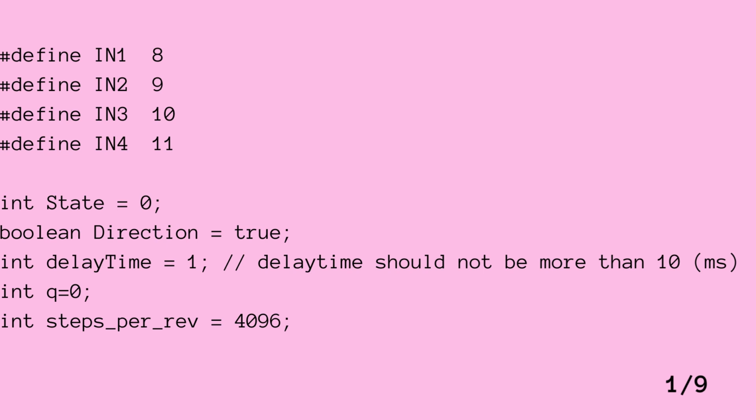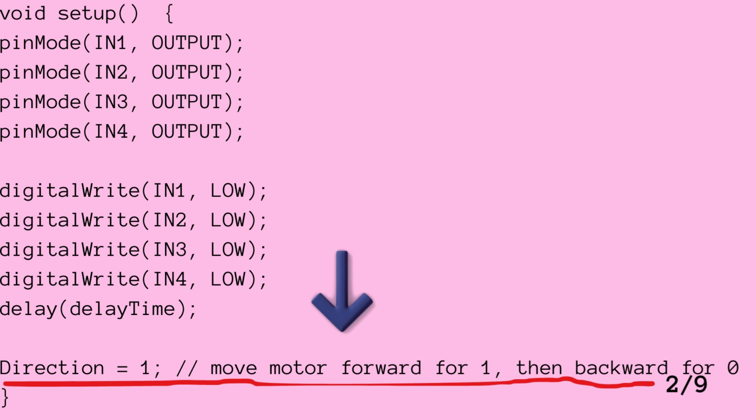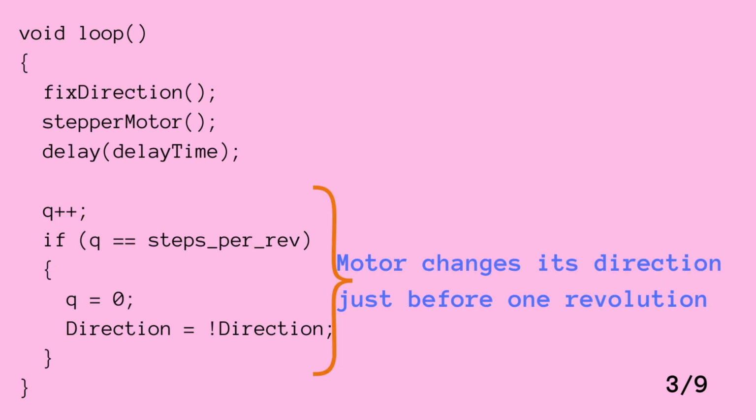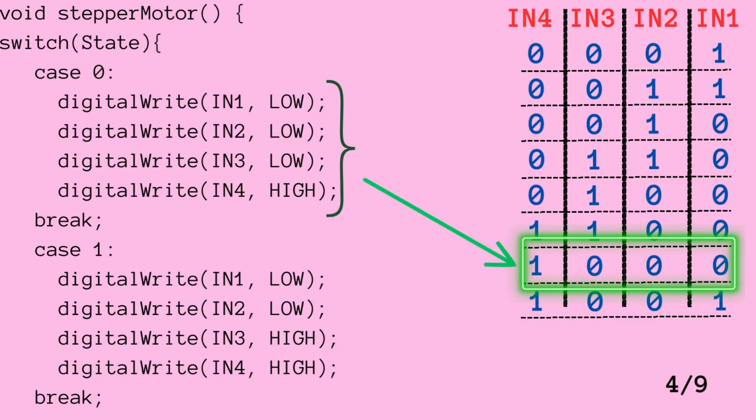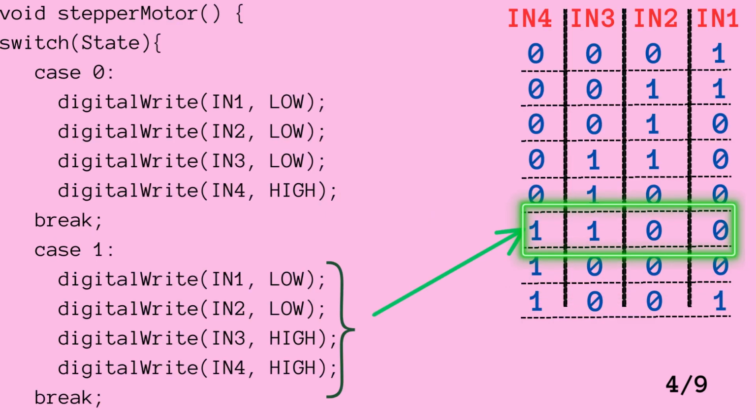To change the direction of motor rotation, a variable named direction has been introduced in program. Before 4096 steps are completed, direction of rotation is reversed as per the program. The truth table is implemented through switch statement.